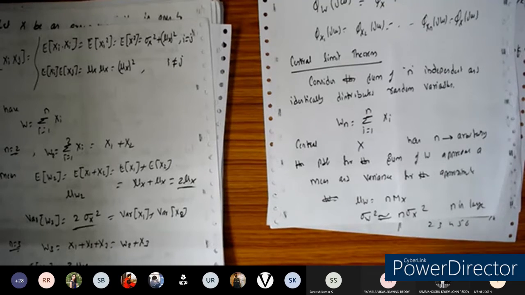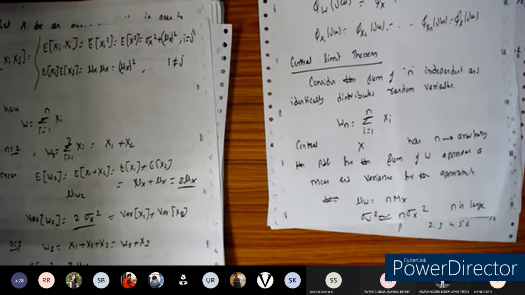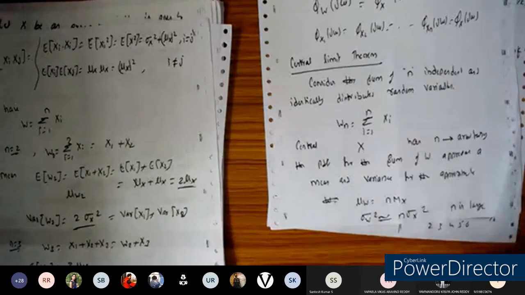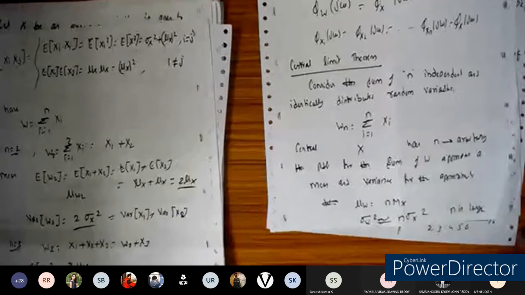We are going to consider this topic in the next one, averages, where we are going to take an average of some random variables. So there we are going to use this concept. Right, that's the central limit theorem.